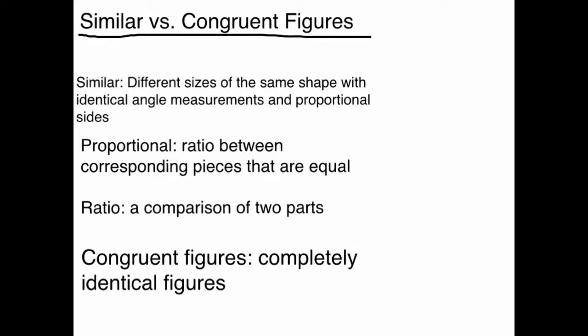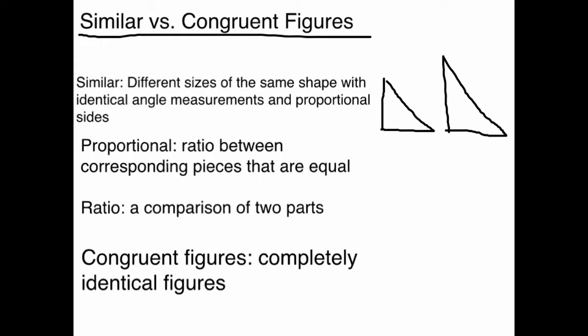All right, so let's talk about what similar figures are. Similar figures are different sizes of the same shape with identical angle measurements and proportional size. What that means is that it's the exact same shape, just maybe different sizes. So let's say I had this triangle here. In order for these to be similar, the proportions must be the same, but the size can be different.